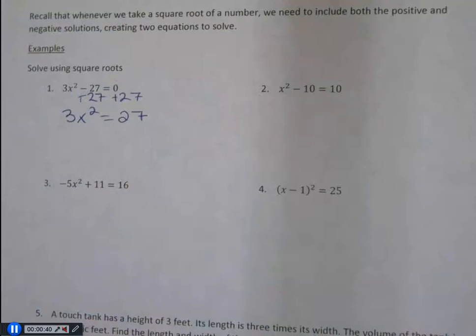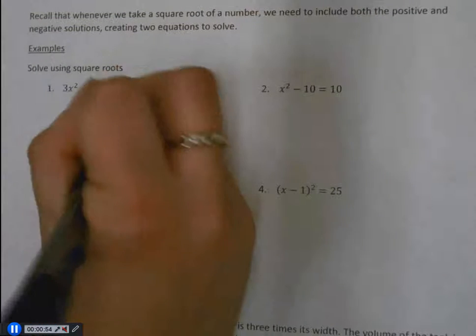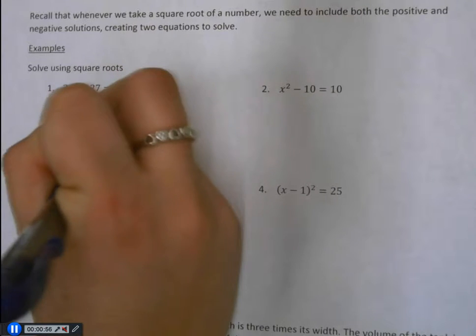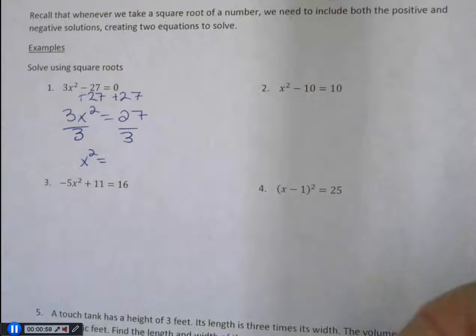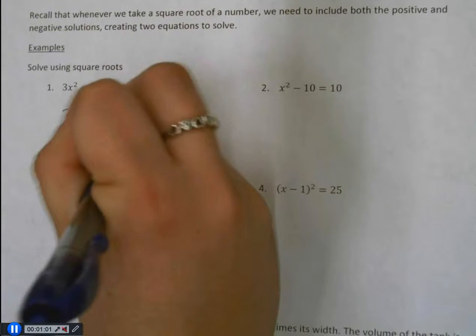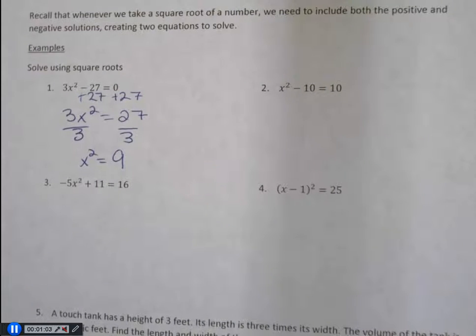Okay, questions so far on my first step? Okay, what would I want to do next? So I get x squared equals 9. What is the opposite of squaring something?